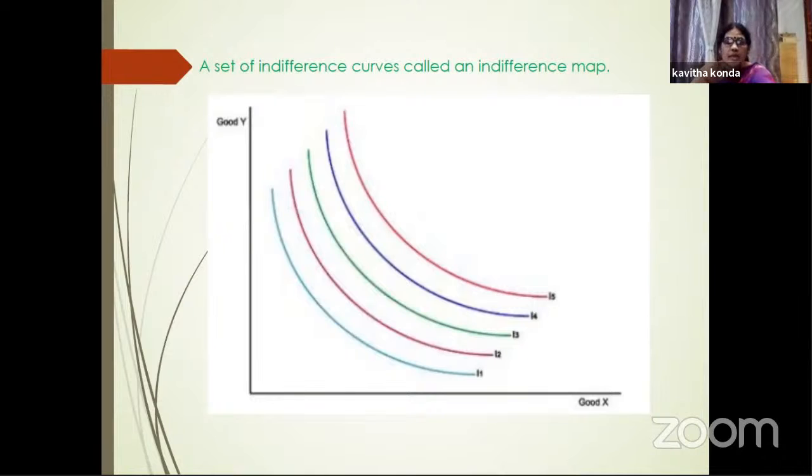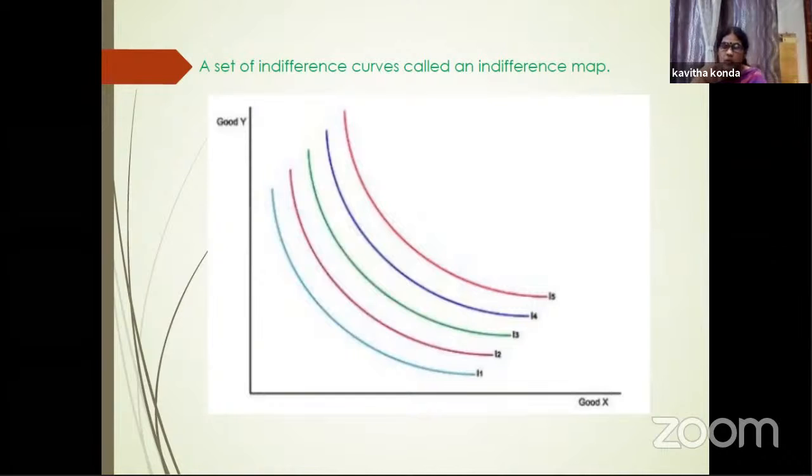It shows IC1, IC2, IC3, indifference curves 1, 2, 3, 4 and 5. The first curve gives lower satisfaction than the second curve. IC2 is more than IC1, IC3 is more than IC2, IC4 is more than IC3. As the indifference curve moves upwards, it gives more maximum satisfaction levels. So in this map, there are various indifference curves representing various levels of satisfaction to the consumer.